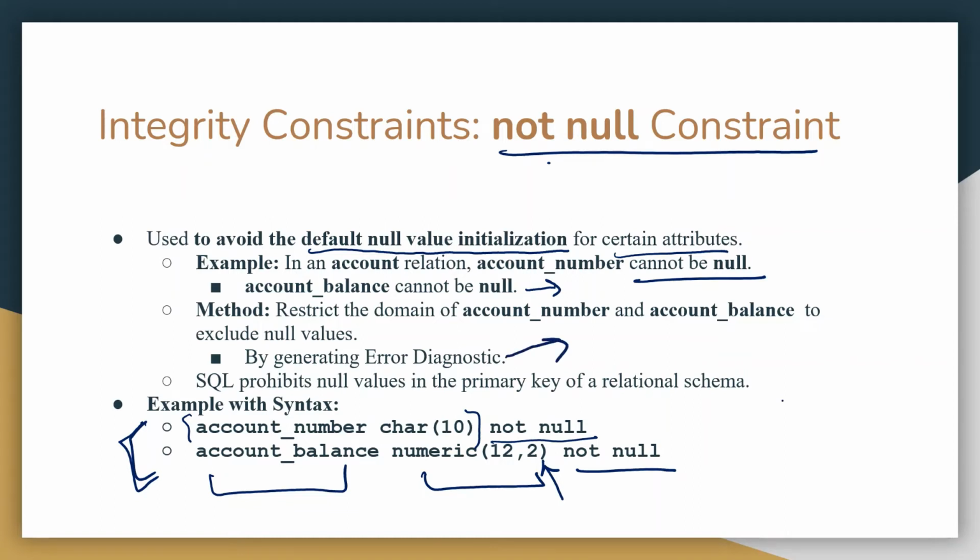Then in such a case, or if a person avoids writing any value for that particular attribute, say a person tries to enter a record without any account number, then an error diagnostic is generated stating that you cannot put these values as null, or you have to give some value for these two attributes. Now see, in SQL, null values are prohibited for the primary key of a relational schema, which I've already discussed in the context of the account number as an example.